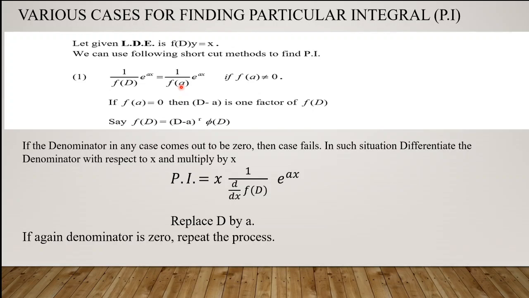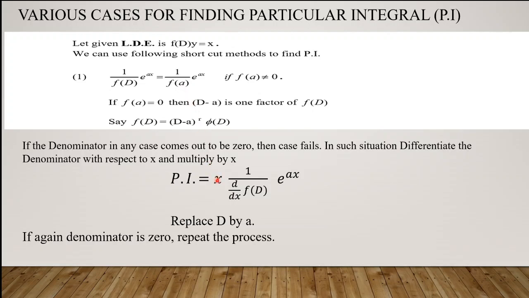What do we do in such a situation if it arises? If the denominator in any case comes out to be 0, we call it a case failure. In such a situation, differentiate the denominator with respect to D and multiply by x and then replace D by a. What did I just do here? In the first substitution, the value is 0.